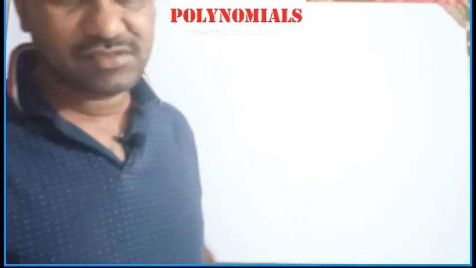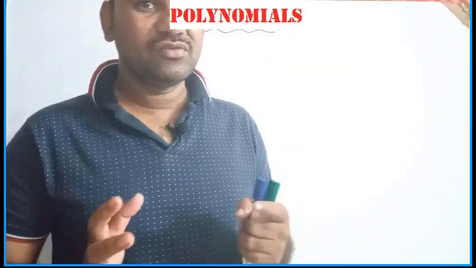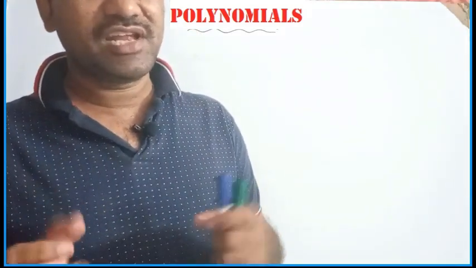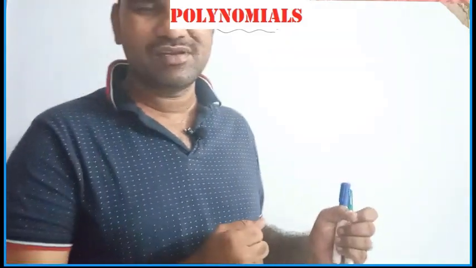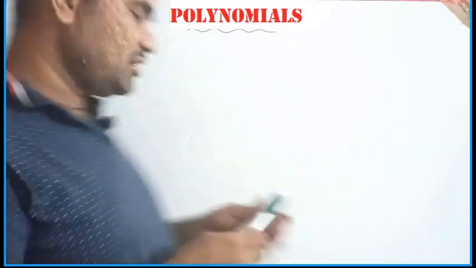Okay students, next one is the classification of polynomials. Algebraic expressions are classified according to the number of terms. An algebraic expression containing one term is called a monomial, two terms a binomial, three terms a trinomial, and more than three terms we can call a multinomial. Like that, polynomials are also classified according to their degrees. Okay, observe here.